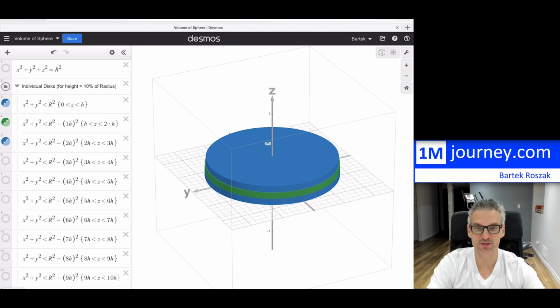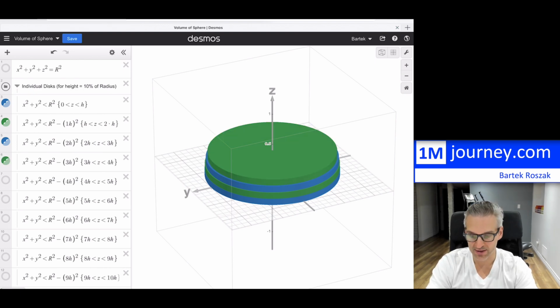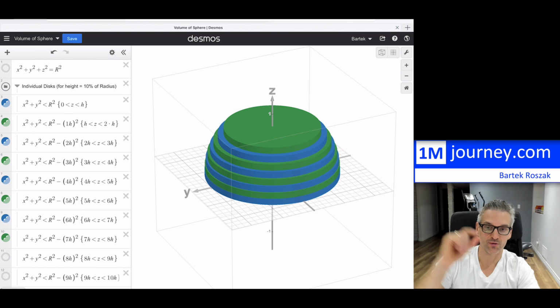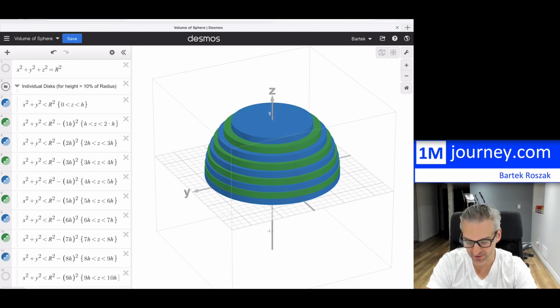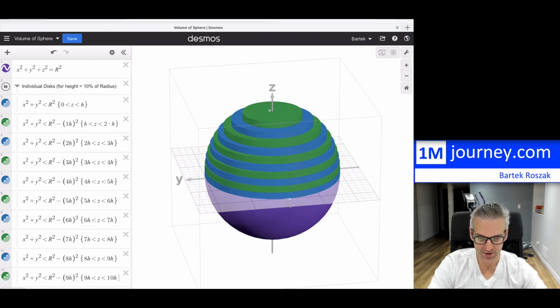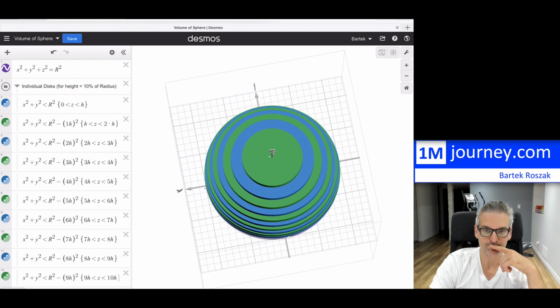Now let me remove this so that you can see what exactly is happening. Here's another disc, and then another disc, and another disc. You can continue this and create all of these different discs, and they are of a certain height. Now if I bring back the sphere itself, you notice that the discs have covered it up. As you can see, I'm going to just let it rotate.